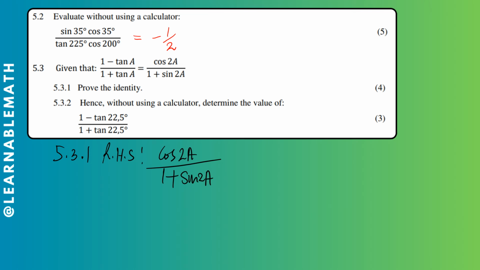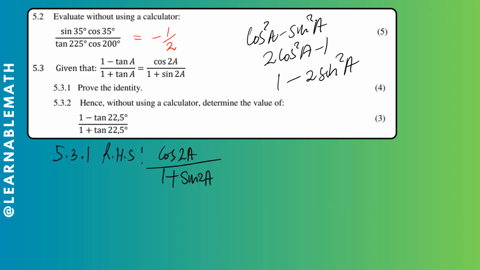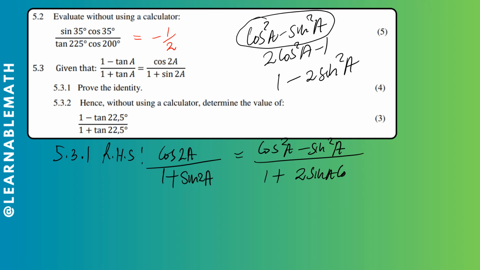Okay, so cos 2A can be changed into three things. It can be changed into cos squared A minus sine squared A. It can be changed into 2 cos squared A minus 1. It can be changed into 1 minus 2 sine squared A. Okay, so we can change it into all those three things. I'm just going to choose the first one because I will be able to factorize it again. So this is cos squared A minus sine squared A, I'm changing this into that, divided by 1 plus sine 2A, the same as 2 sine A cos A.